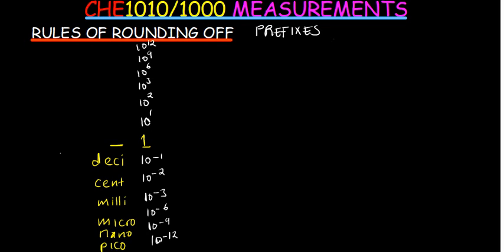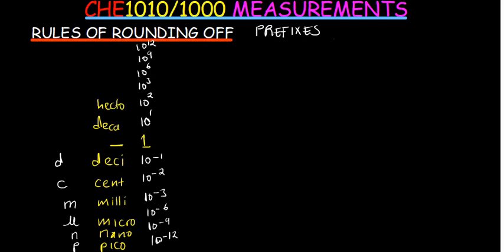And then as we go up, we have 10 to the power positive 1, which is called deca. 10 to the power 2 is called hecto, as in hectometer. 10 to the power 3 is called kilo. 10 to the power 6 is mega. 10 to the power 9 is giga. 10 to the power 12 is tera. Okay.